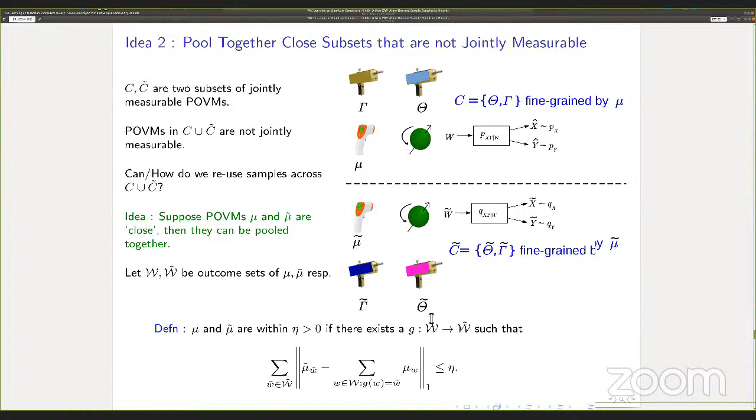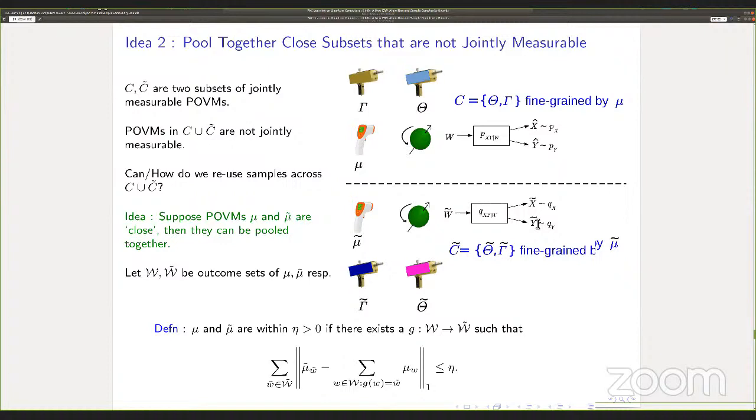What does it mean? For the first subset, gamma and theta, I have a fine-grained measurement mu, which I can perform and then post-process. For the second subset, gamma tilde and theta tilde, I have another fine-grained measurement mu tilde, which I can post-process to get outcomes faithful to gamma tilde and theta tilde. So the x tilde coming out is as if I had done the measurement gamma tilde, and the y tilde is as if I had done the measurement theta tilde, right?